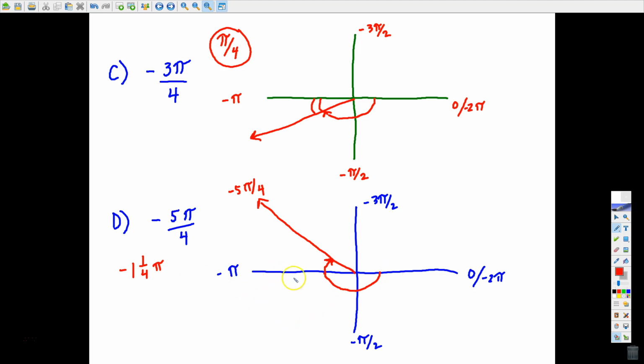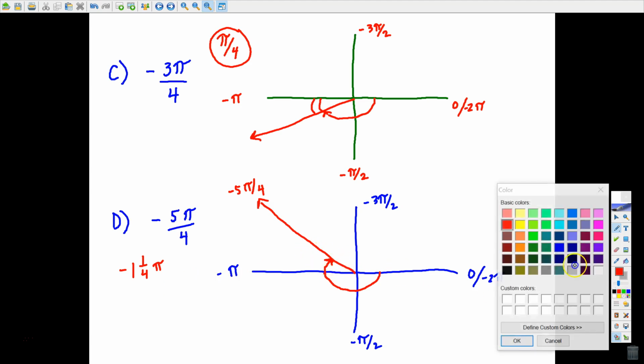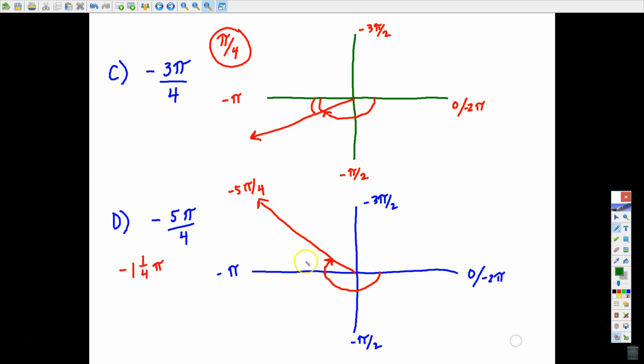Okay, so what is the angle here that's formed? Do it in green again. Between the terminal side and the x-axis, and that would be pi over 4. All right, and that's your answer for example letter D.